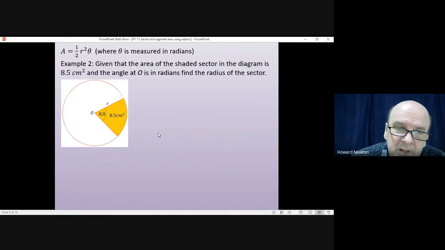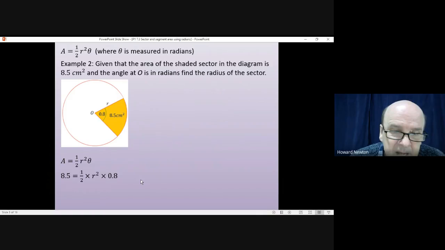Okay, let's have a look. So that is the formula. We substitute in what we know, and we know A and we know theta. So that means 8.5 is a half r squared times by 0.8. Rearranging that will give us r squared equals 21.25, and finding the square root of that will give us r equals 4.61 centimeters to 3 significant figures.